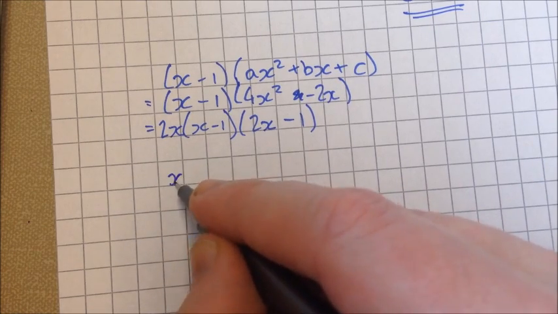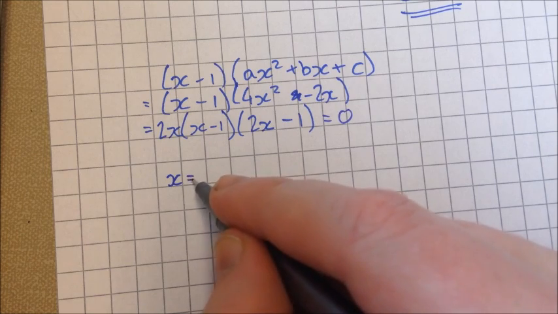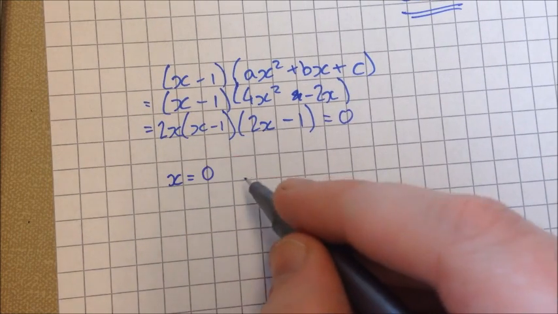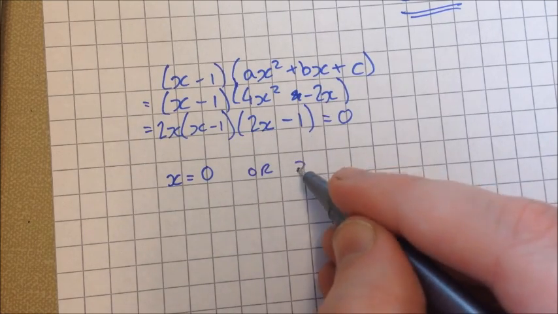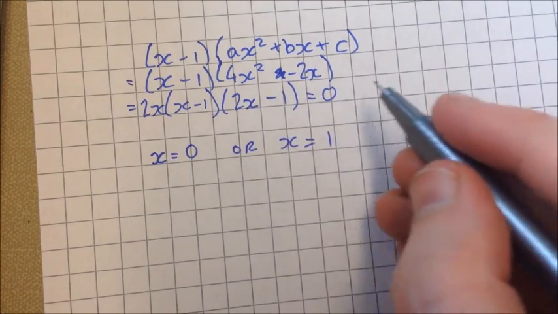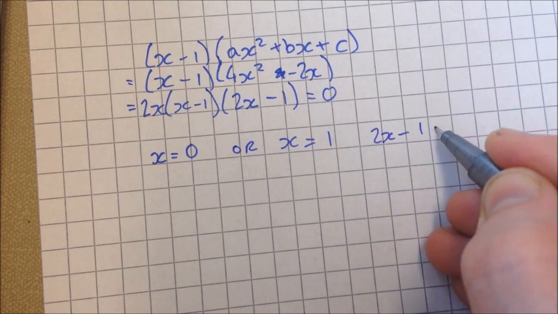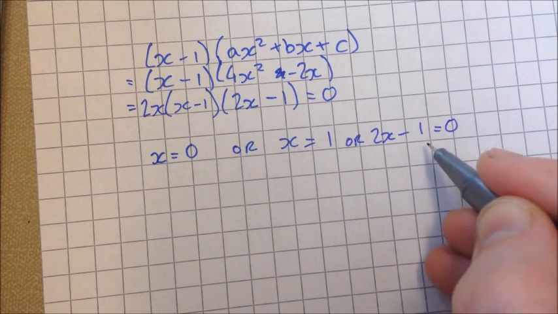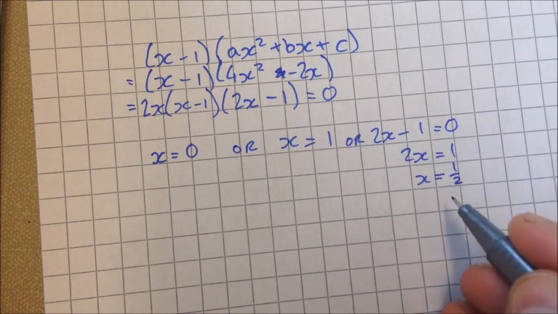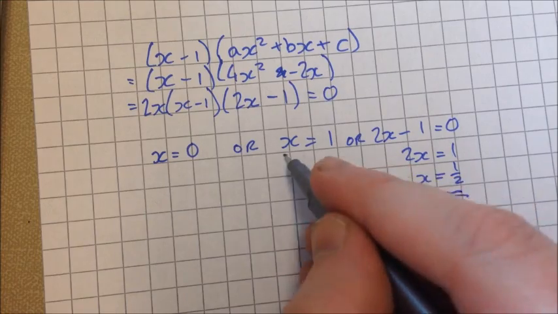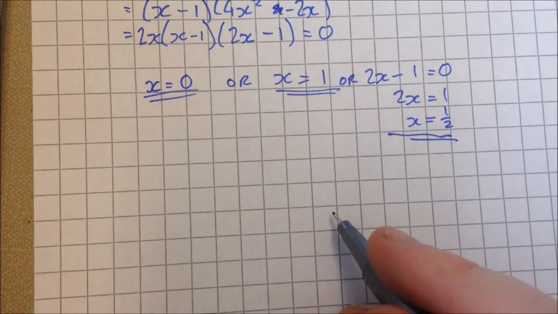Right, your three values then that will give you a solution of 0 are: if x is 0, that would make that 0, or if x was 1, that would make that 0. And on this one, 2x take away 1 is 0, that means that 2x is 1 and x is a half. Three values where we've got zeros.